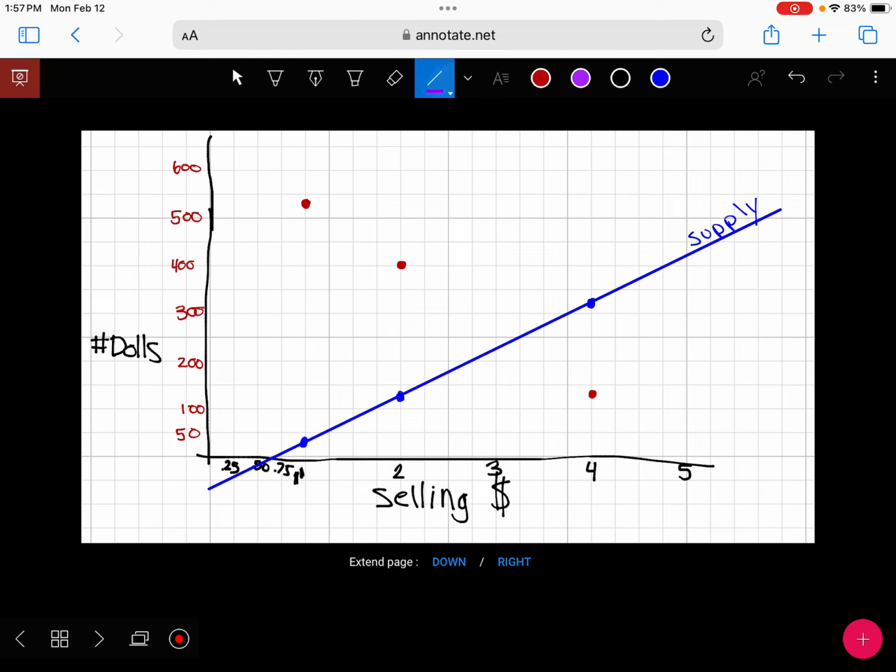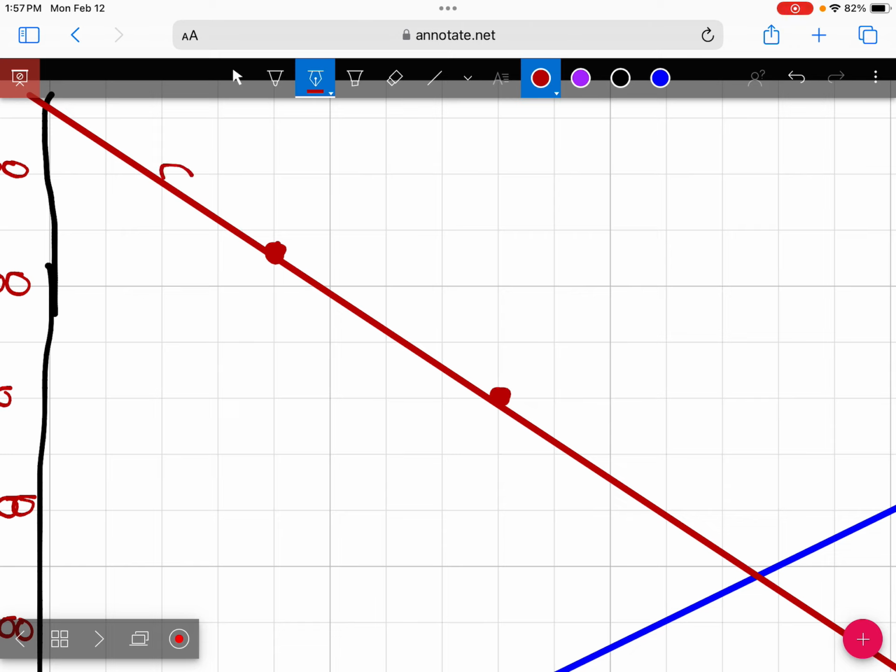So we've got our dots up here. And what we're going to do is we're going to connect them up. And then we're going to label this as our demand line. So this is my demand. So this is hopefully familiar to you guys from econ. If not, it's a preview of what you're going to do in econ.